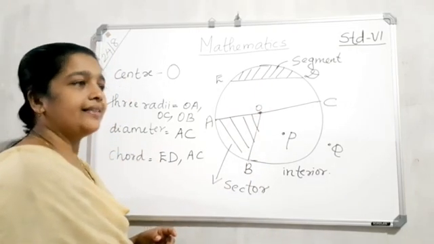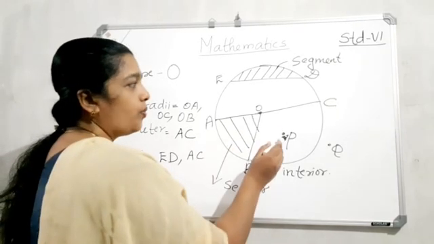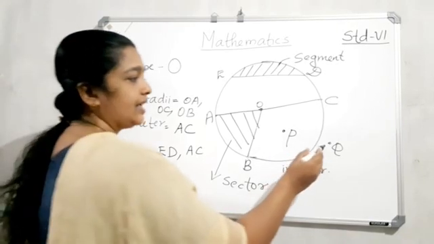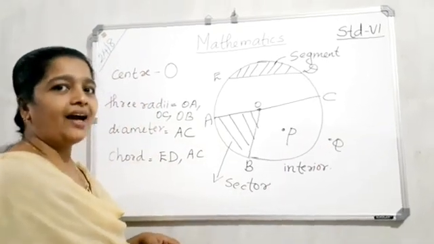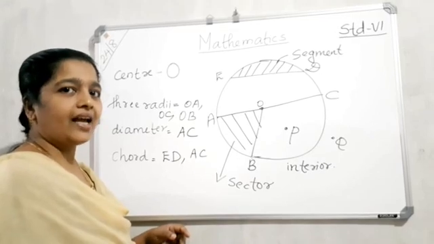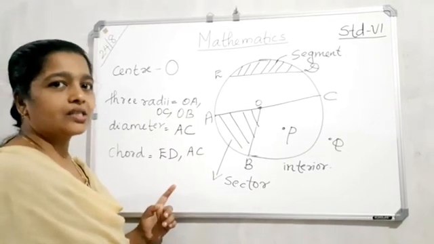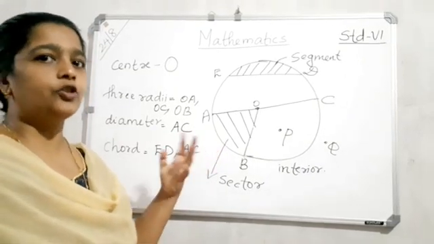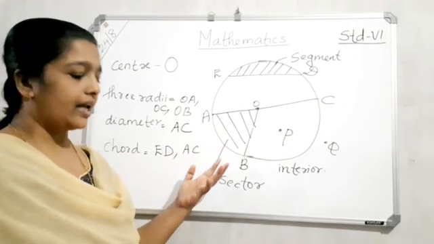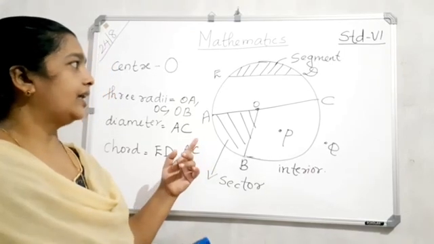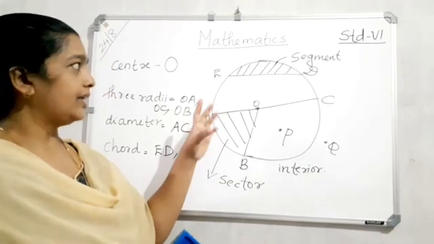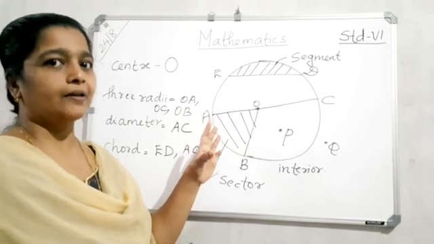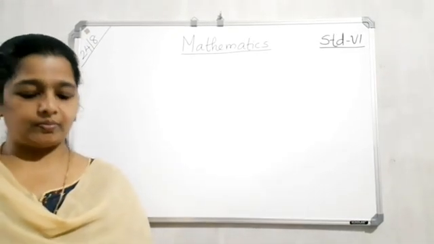A point is in the interior. Here 2 points, O and P, are in the interior. And which is in the exterior? Point Q is in the exterior. Understand? So this is a very important question. You can take any measurement, draw one circle and represent these things. Understand? Yes. Last question.